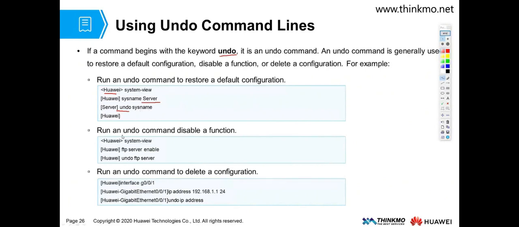So, if we want to execute a cancel command or disable a function, we also add undo in front of it. For example, undo ftp server cancels an FTP function. If I now want to revoke a command, cancel a command, or delete some configurations, for example, if I don't want to configure the IP address here, I would also add undo in front. In short, if in the future you want to delete something or cancel something, try adding undo in front of the command to cancel it.